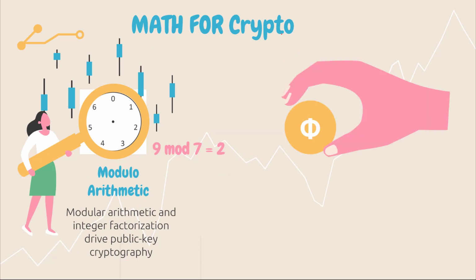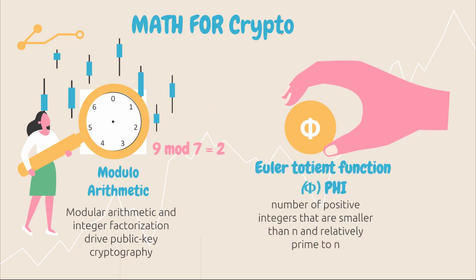Okay, so let's keep going with one last item, and this is the most important part of this whole public key cryptography. It's called the Euler totient function, which is called phi. The way it works: it gives the number of positive integers that are smaller than n and relatively prime to n. If you remember the concept of relative prime.